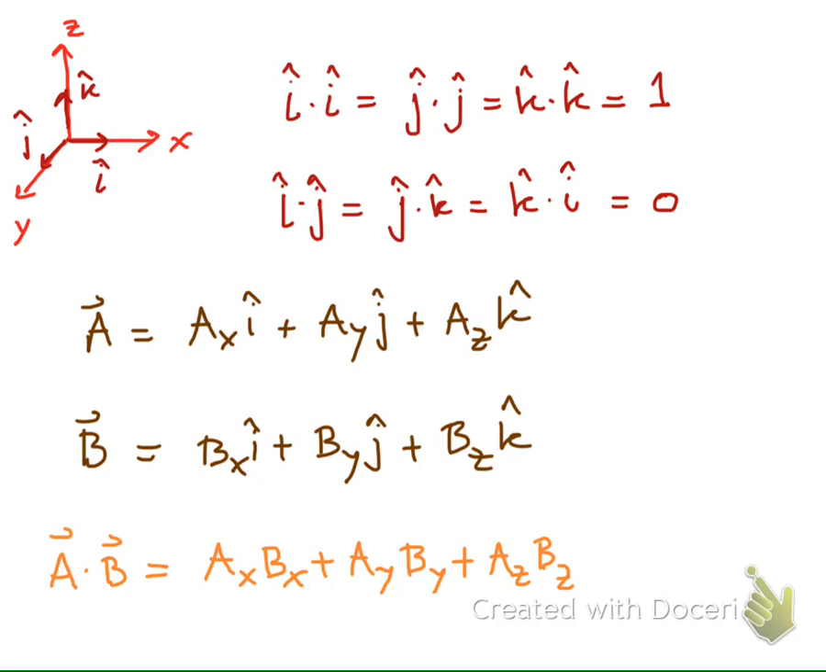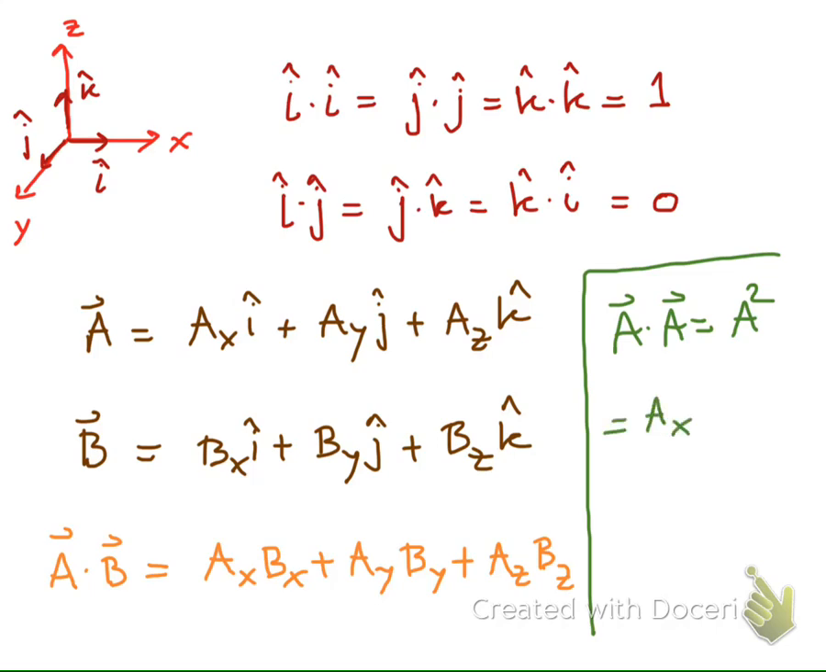An interesting consequence of this is that we can write down A dot A, which is equal to A square, and is equal to ax square plus ay square plus az square. This is a very useful relation.